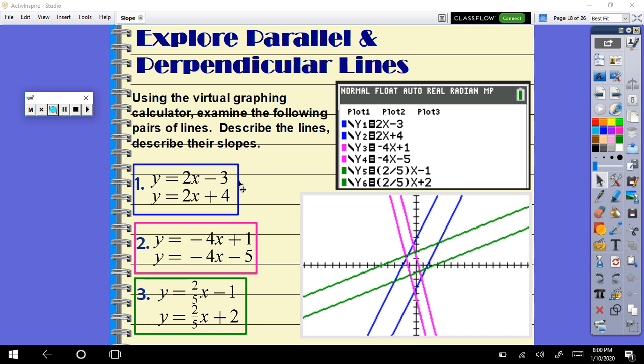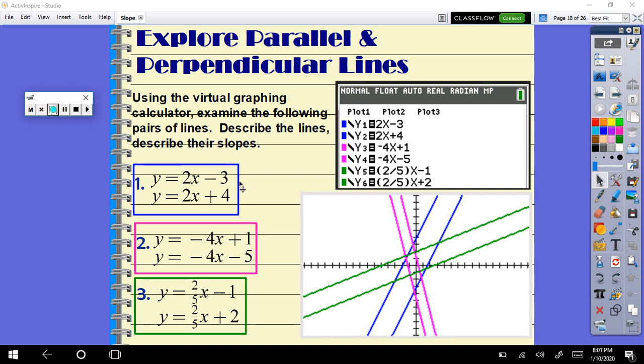All right, let's finish up. So, if we're going to explore parallel and perpendicular lines, it's important that you understand that has something to do with slope. So, I have a pair of blue lines, y equals 2x minus 3 and y equals 2x plus 4, a pair of pink lines, and a pair of green lines. So you can see that I plugged them in on my graphing calculator, and I took a picture so you could see them inserted in the Y1, Y2, Y3, Y4, Y5, and Y6.